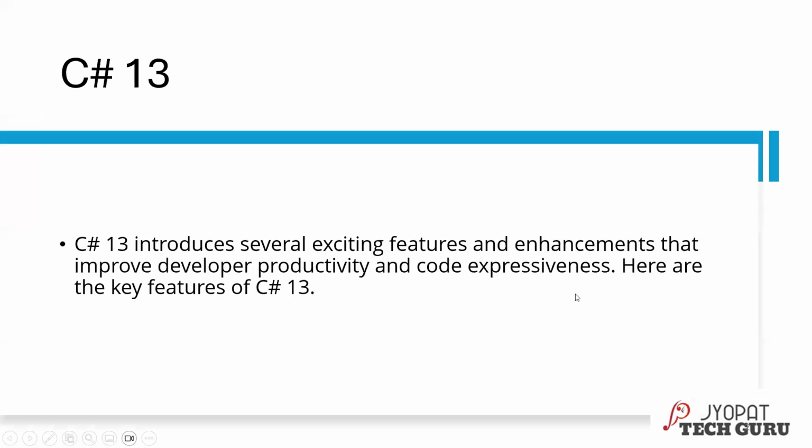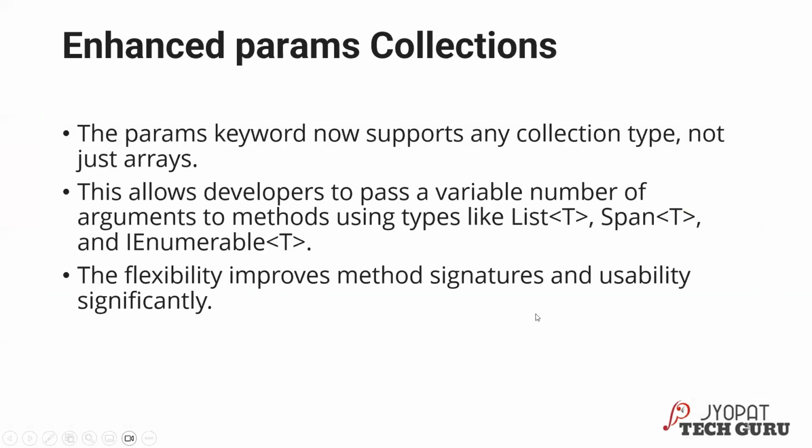As per the previous video, I have discussed the C# 13 enhanced params collection. So what exactly is this params collection all about? The params keyword now supports any collection type, not just arrays. Earlier, we used to send only arrays. Now we can pass the data as a collection.